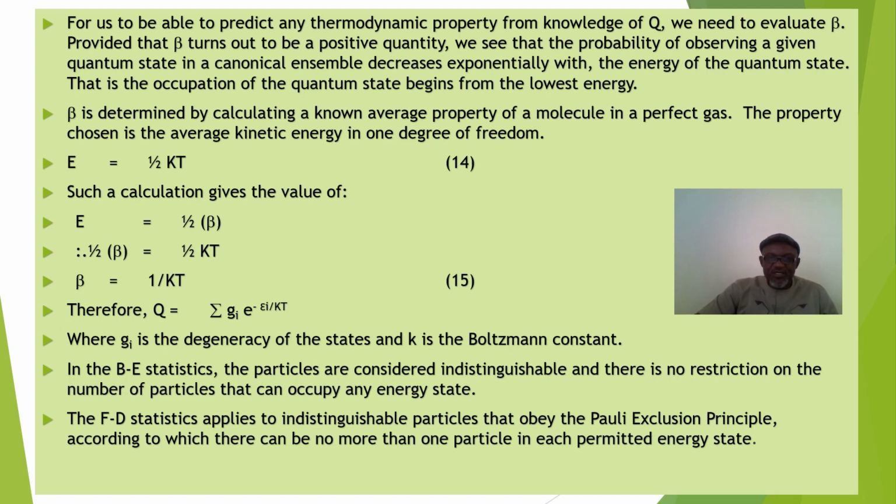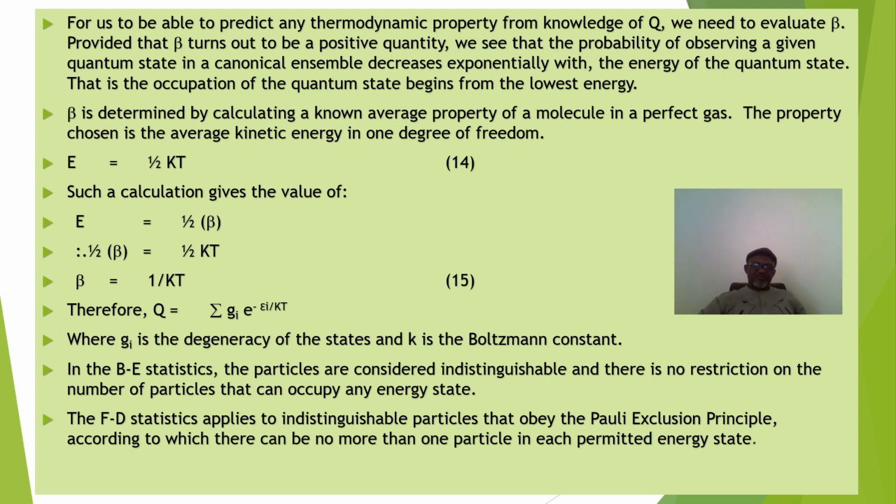Therefore Q, our partition function, is the summation of Gi e to the power of minus Ei over KT, where Gi is the degeneracy of the state and K is the Boltzmann constant. This is equation 15, a very important equation when we start talking about this variation and how to get a partition function.